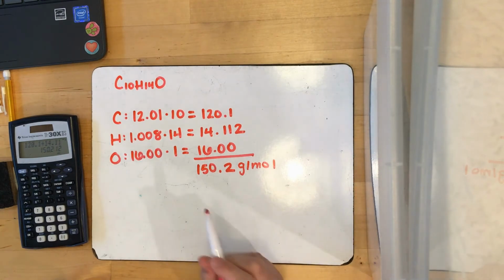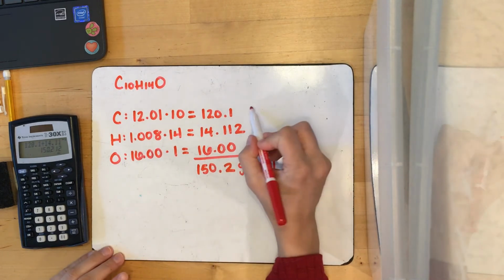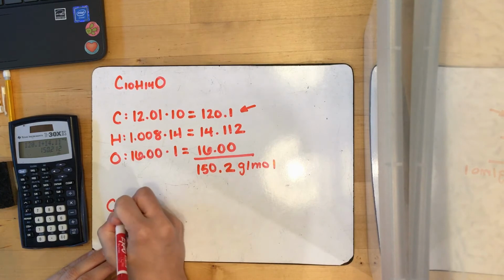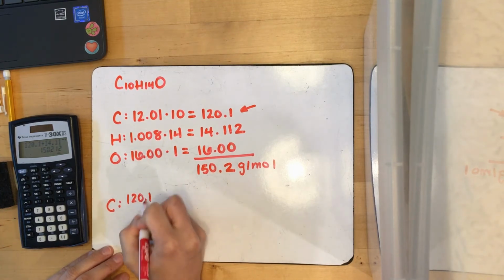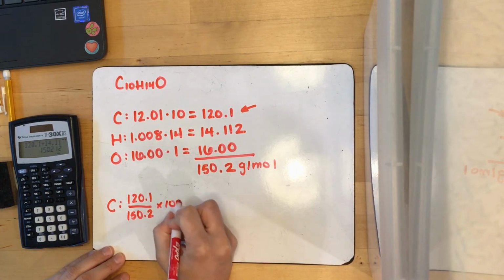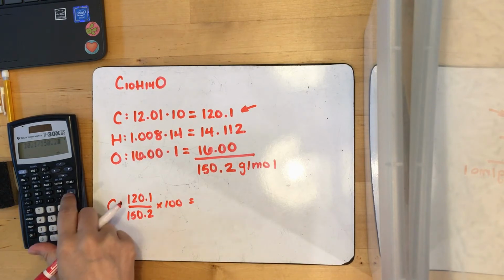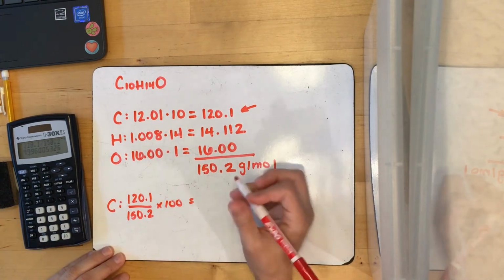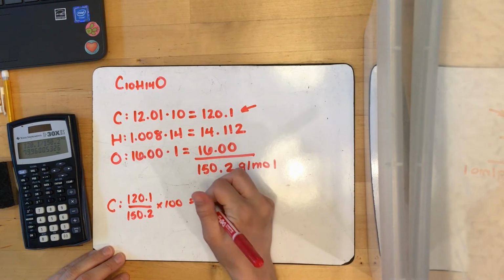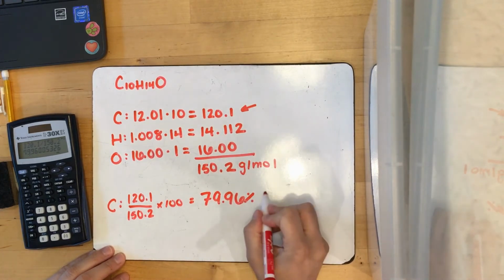So that's the total. And then to find the mass percent of each element, we take the mass of that element and divide it by the total. So for carbon, we would have 120.1 over 150.2 times 100. And we get, with rounding, 79.96% carbon.